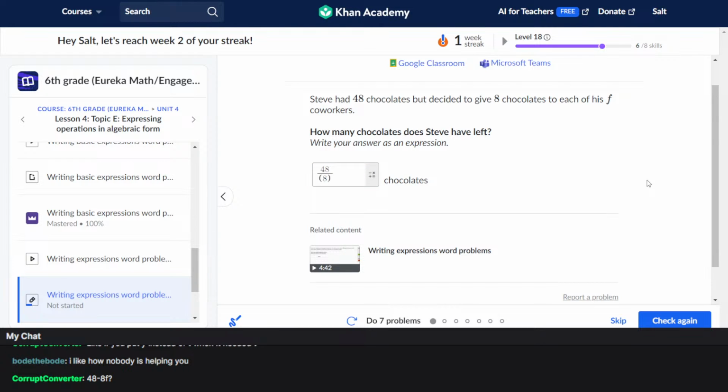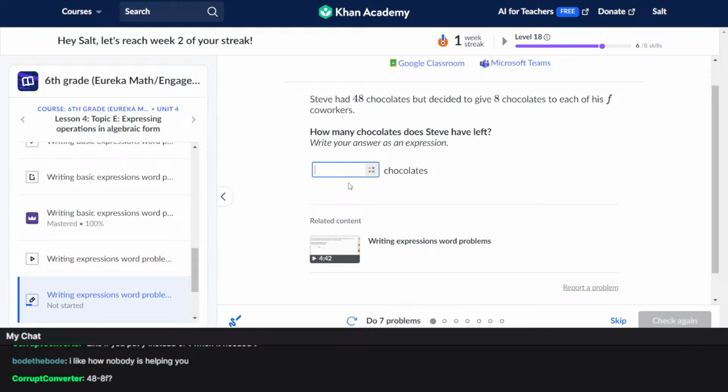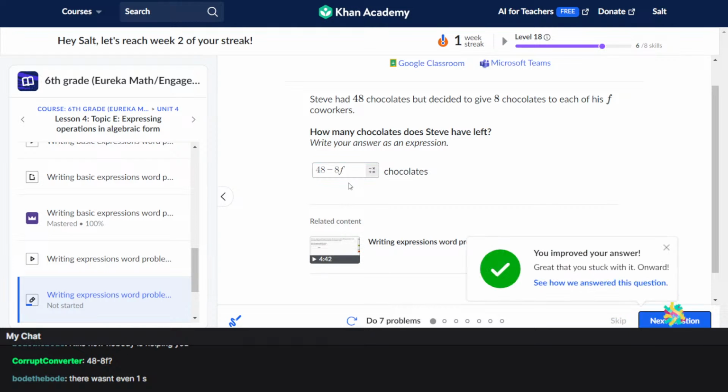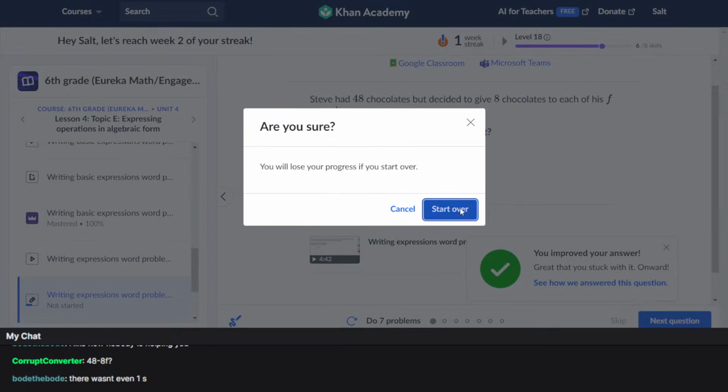Bodepi Bode says I like how nobody is helping you. I know. Because you guys are like, this is so easy. It should be self-explanatory. It's fine. Oh, is it? Okay. Oh, wait. Oh, I get it. Oh, wait, that actually makes sense. Okay, let's try again.